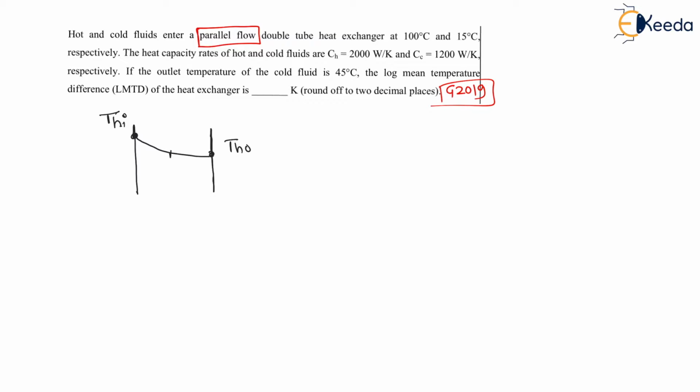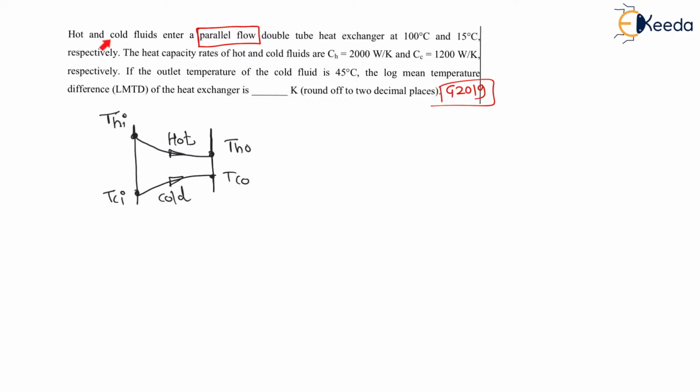Therefore, the hot fluid flows from left side to right side. Again, for parallel flow, the cold fluid also enters from the left side and flows towards right side. Therefore, let us say Tci is the cold fluid inlet temperature and Tco is the cold fluid exit temperature. Therefore, the flow of cold fluid is also from left to right over here.